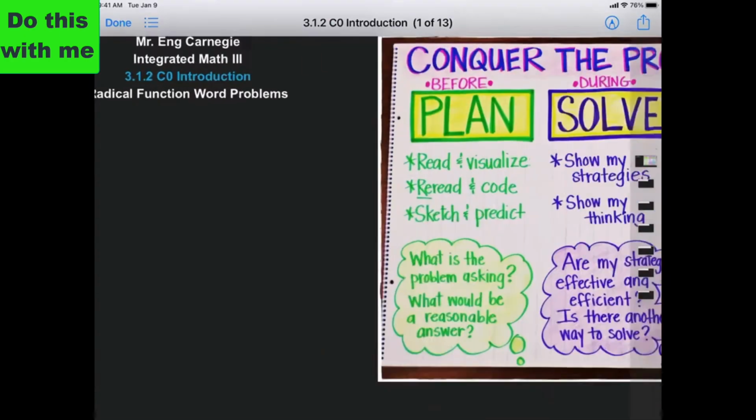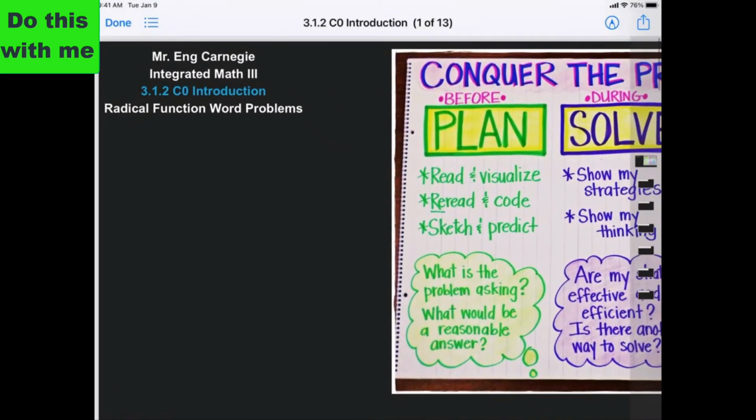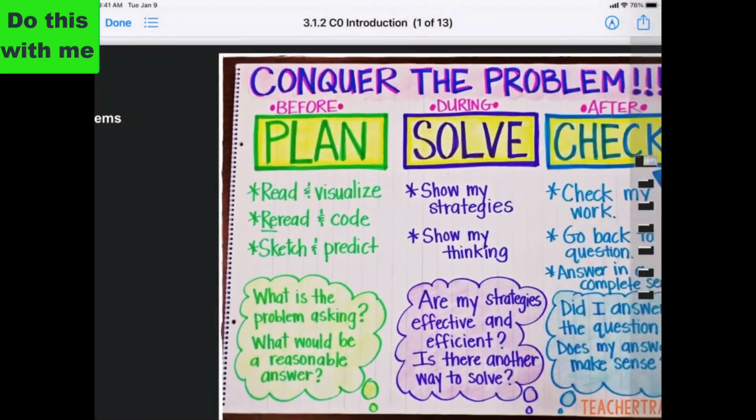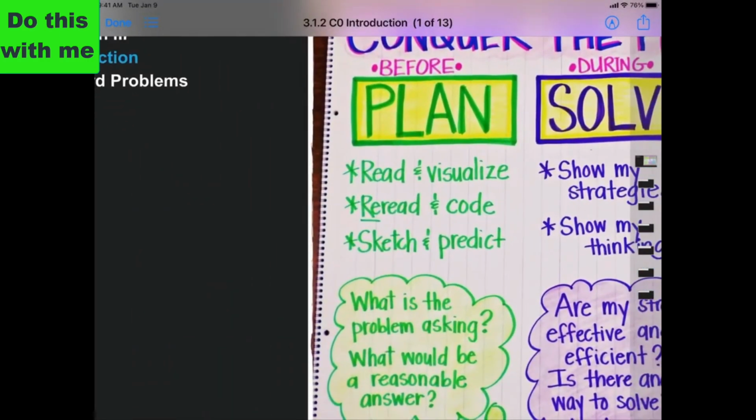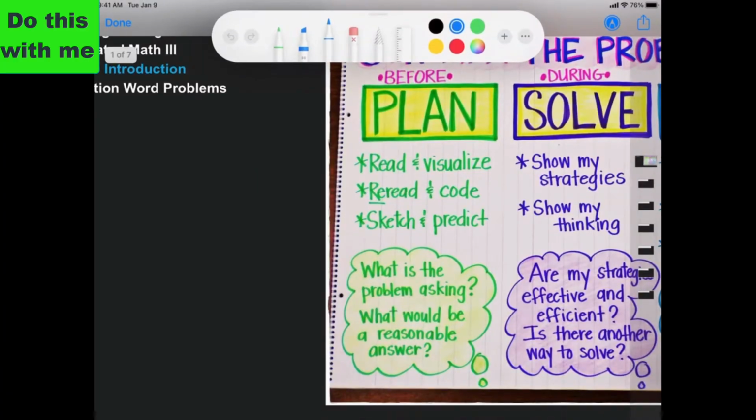Hey guys, 3.12 Introduction to Radical Function Word Problems. Well, how do you conquer the word problem? Number one, before you do anything, you got to plan. I'm going to emphasize it quite a bit. You really got to read this a couple of times. It might take you 2 or 3 times. Coding just basically means can you think of numbers or variables that you need.